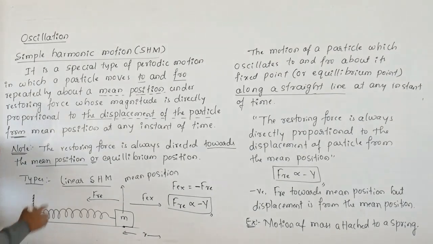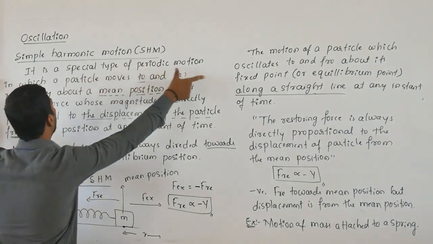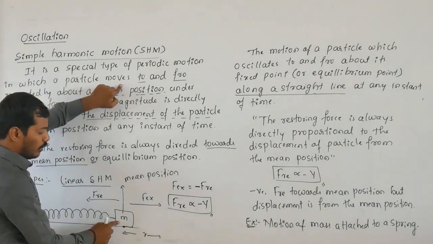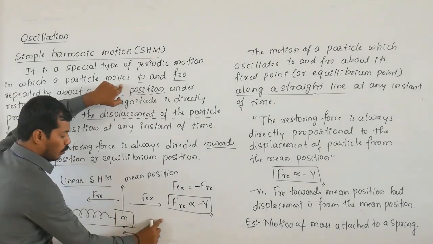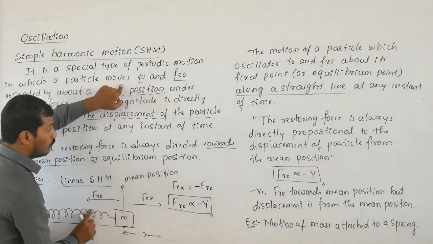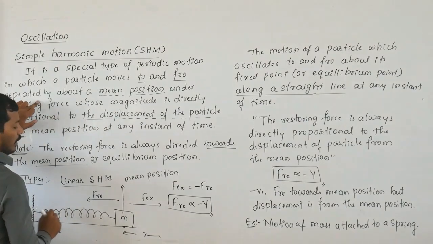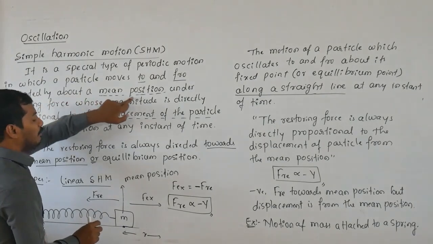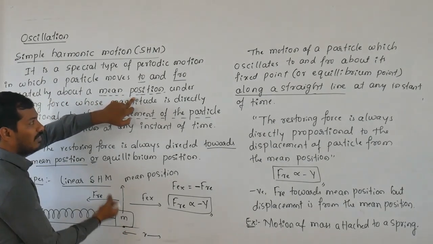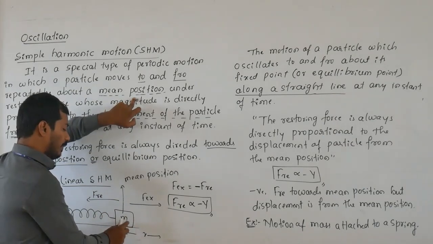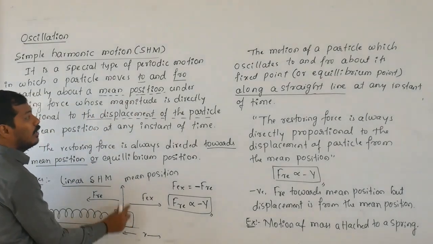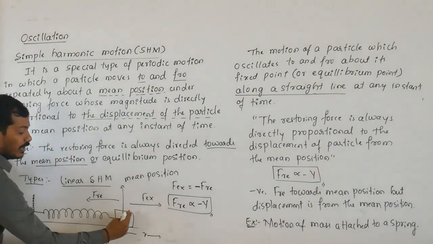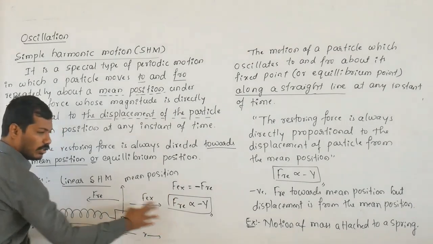Here also, it is a special type of periodic motion in which the particle moves to and fro repeatedly about its mean position. It means its mean position is repeated again. This mean position is a fixed position or equilibrium position. In between the to and fro, there is a mean position under the restoring force. If the external force is removed, it continuously oscillates like that.